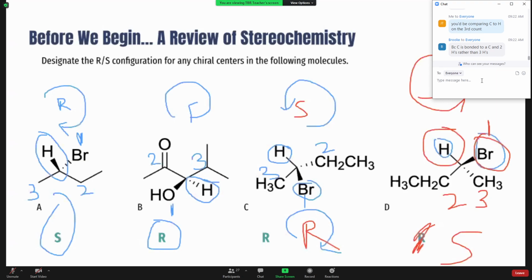And then I believe the way Todd taught it was that you point your thumb. I don't know why, sometimes this just didn't work for me, but I'm also really bad at visuals. You point your thumb in the direction of the lowest priority molecule.